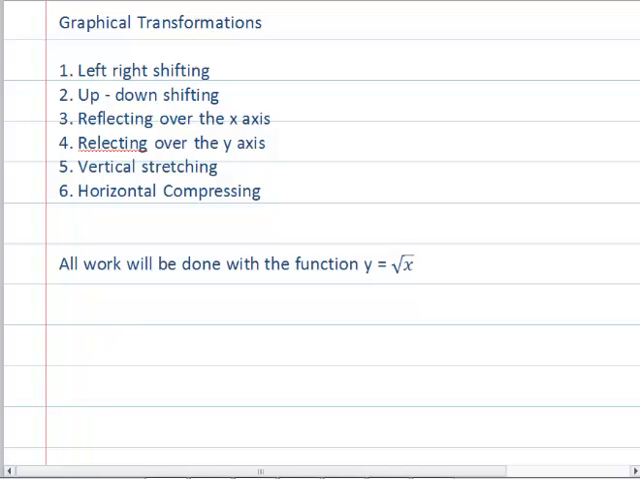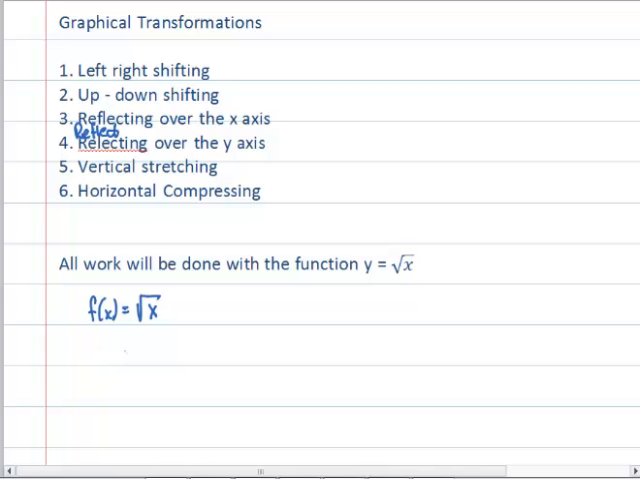What we're going to first do is talk about how we shift a function to the left or to the right. Then we're going to talk about how we make a function go up or down. Then we're going to talk about what you do to a function to make it reflect over the x-axis, and how you make it reflect over the y-axis. We're going to talk about vertical stretching and horizontal compressing. So we're going to do all this in the context of the function f of x equals the square root of x.